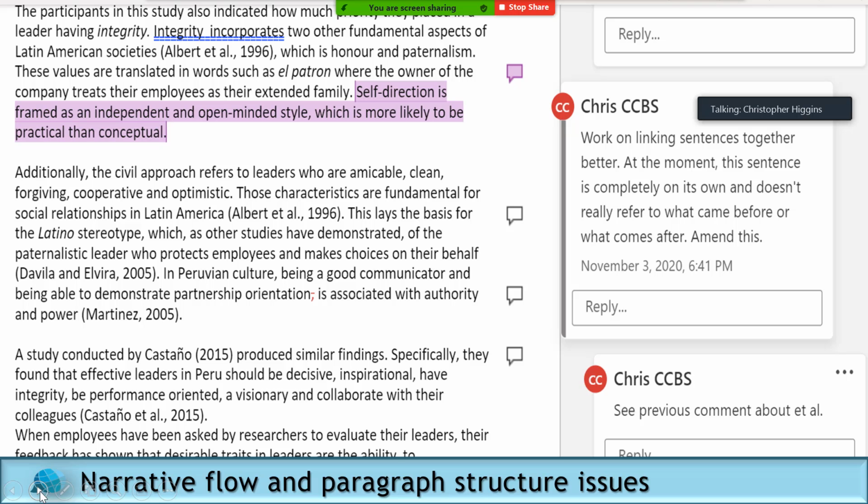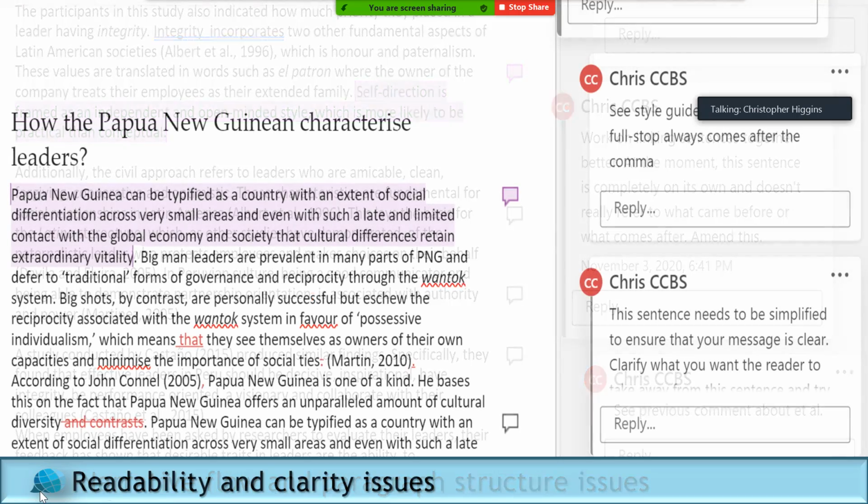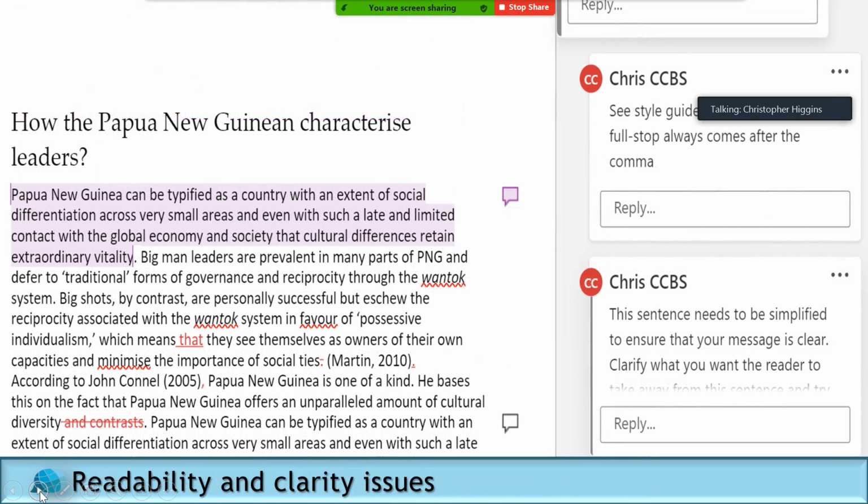So rather than moving on to the next point, which is talking about self-direction, expand, explain, and keep introducing that narrative flow. This is just an issue of readability and clarity, but it also links back to what I said earlier about not writing too academically at times. So not writing in a way that's too complicated and it becomes ambiguous or unclear what you're saying.